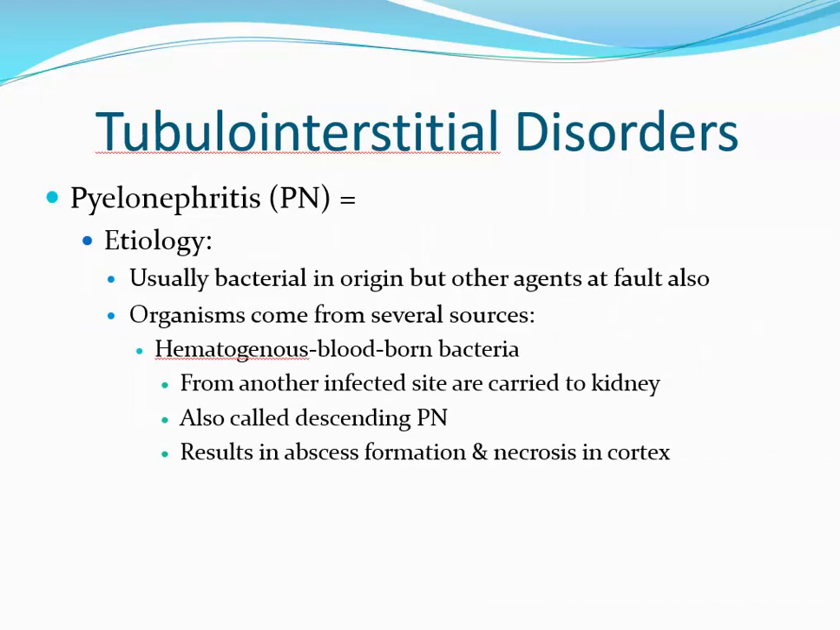The cause of pyelonephritis is usually bacterial in origin, but it could be due to viruses, or other agents may be responsible for the inflammation. These organisms can come from several possible sources. One source is hematogenous, or bloodborne. These bacteria are coming from another infected site someplace in the body and are carried to the kidney via the systemic arteries. This is also sometimes referred to as descending pyelonephritis because the organisms descend onto the kidney. This can result in abscess formation and necrosis in the renal cortex.